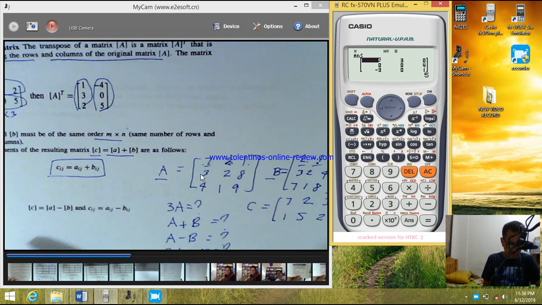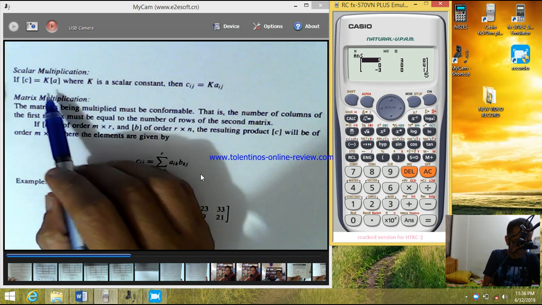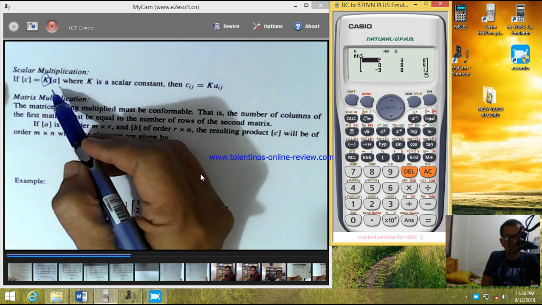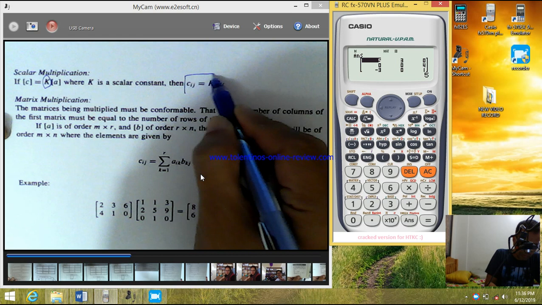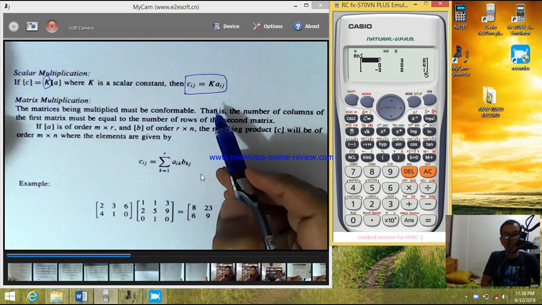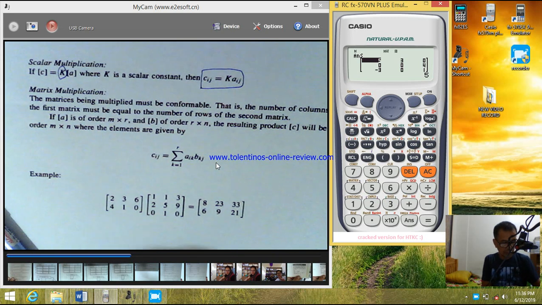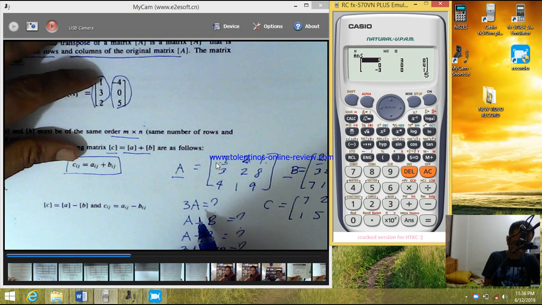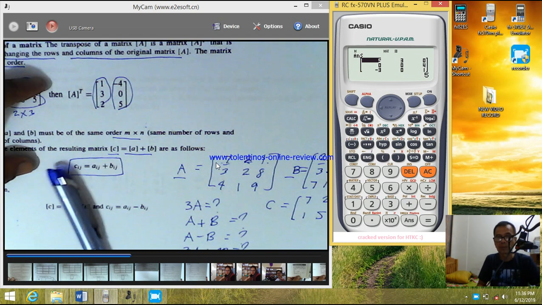Now, pag scalar multiplication naman, okay, ito yung scalar multiplication. C equals kA. k is a scalar. Ibig sabihin, parang constants lang yan. 1, 2, 3. Anong nangyari? Minultiply lang yung buong element by the scalar. So, let's go back to this one. 3A kaya. 3A. So, ibig sabihin, yung 3A, multiply mo lang lahat yan. 3 times 7, 3 times 2, 3 times 1, and so on.